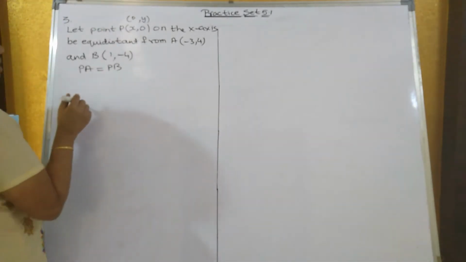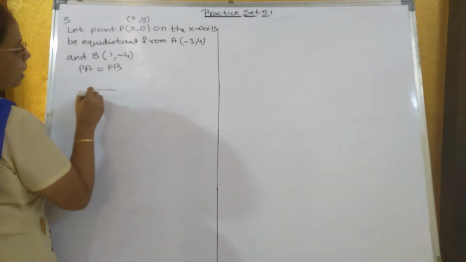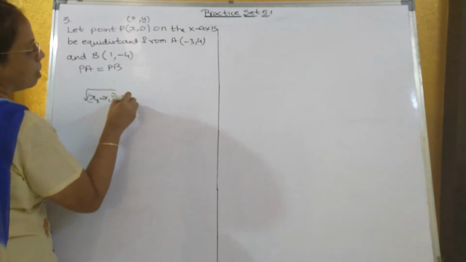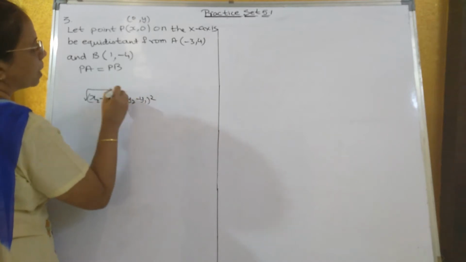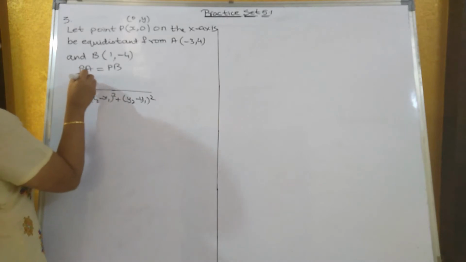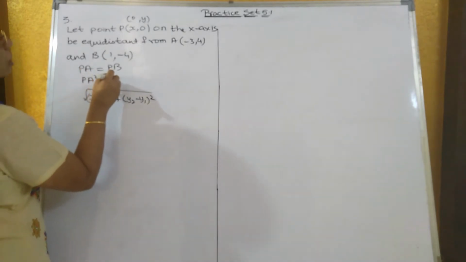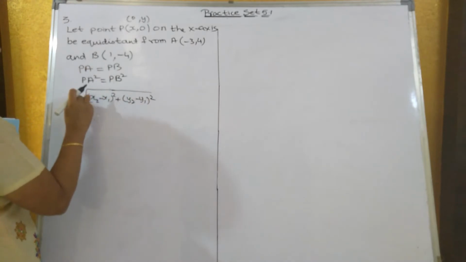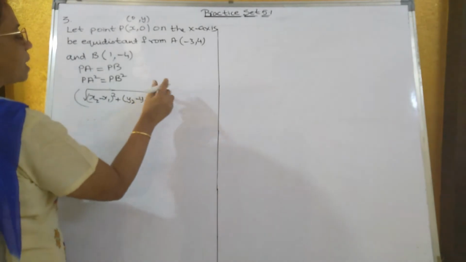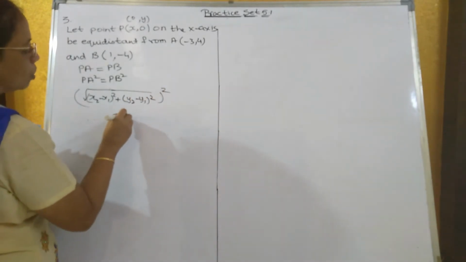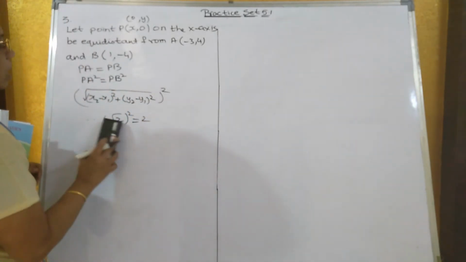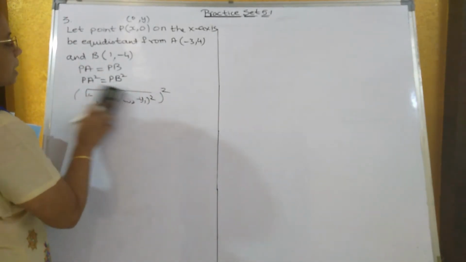Now we know the distance formula is the root of (x2 minus x1) the whole square plus (y2 minus y1) the whole square. Since the root sign is there, in order to remove the root sign, we will take PA square equal to PB square. Whenever we take the square, the root sign goes away. Supposing it is root 2 the whole square, the answer becomes 2. So in order to remove the root sign, we will square on both sides.